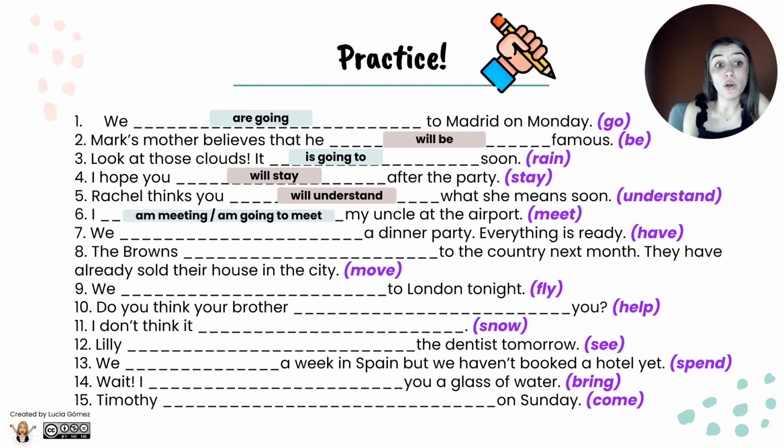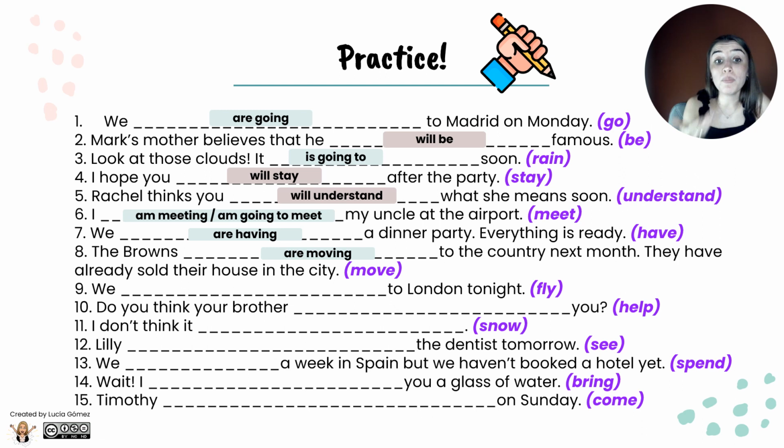I am meeting, or I am going to meet my uncle at the airport. It could be just a plan or a fixed plan if we've already talked about the hour. In this case, they do not specify, so both are possible. But number 7 is a bit restrictive in the sense that everything is ready. So we are having a dinner party. Si todo está listo, 100% tenemos la fiesta.